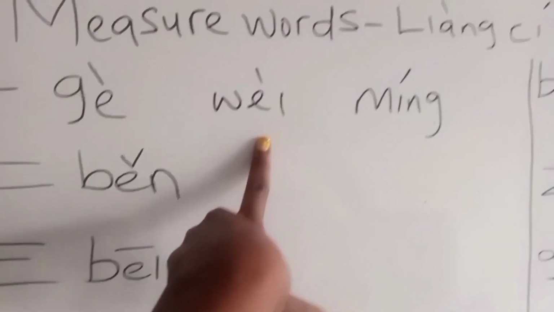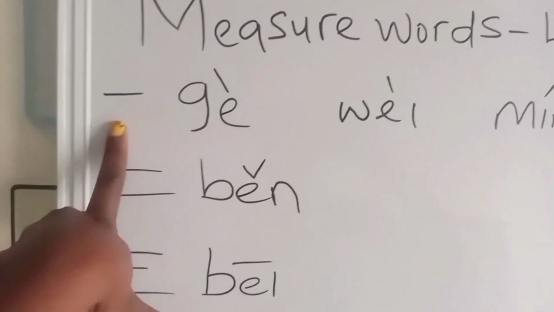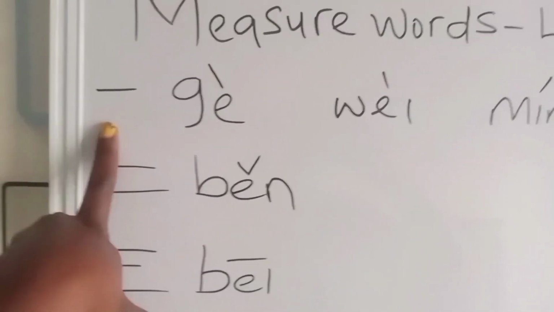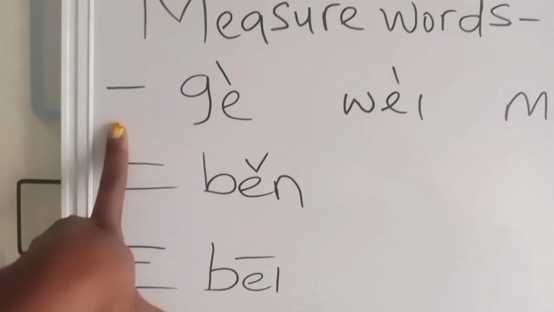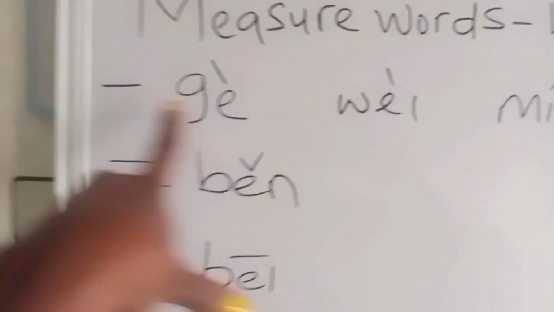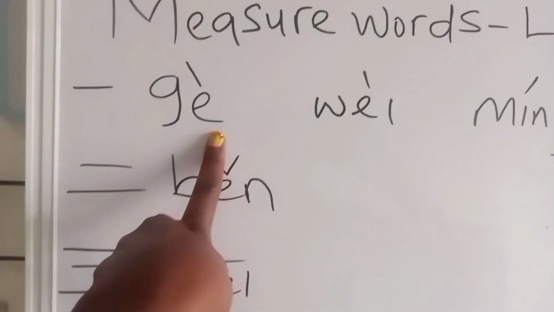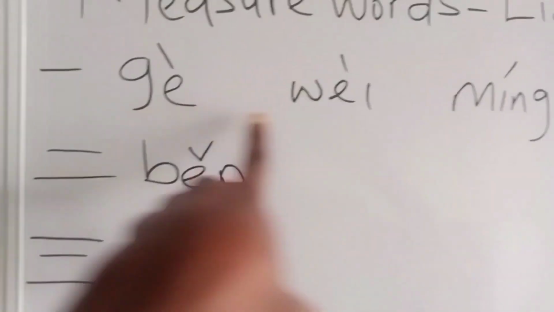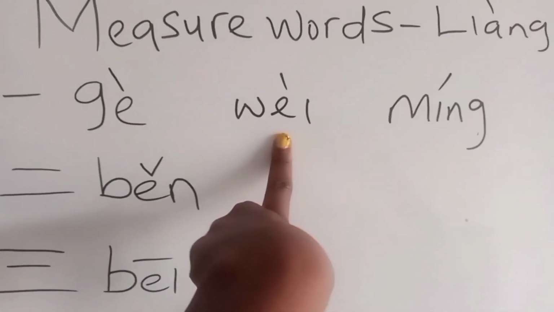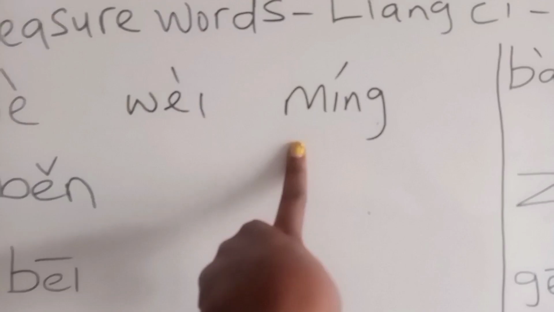I will explain this one. You see, wei is a respectful way of saying a person, of referring to a person. If I want to say my school has 20 teachers, I will say 我的学校有20个老师. Not 20老师 but 20个老师. I can also say 我的学校有20位老师. And I can also say 我的学校有20名老师.